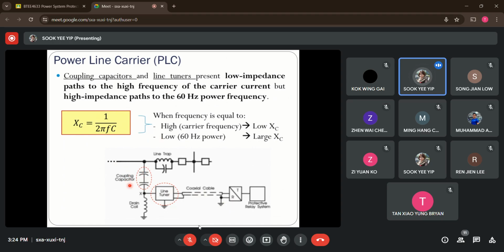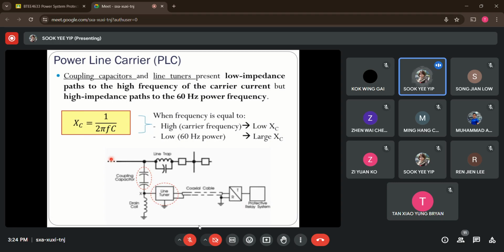To find the capacitor reactance value, we know that it is governed by this formula, 1 over 2 pi fC, which is frequency dependent. So if I have a high frequency signal, which is the signal you want to exchange between the ends of the line, high frequency will give you a low reactance value. Whenever I have low reactance for the high frequency signal, the signal can enter into the communication system. But what if I have power?